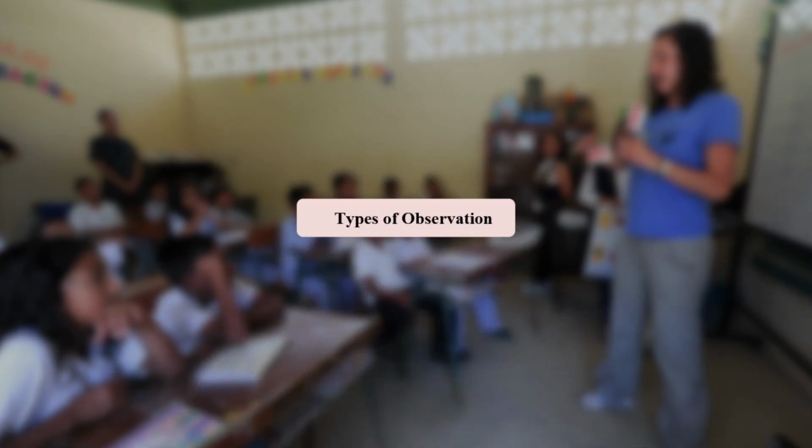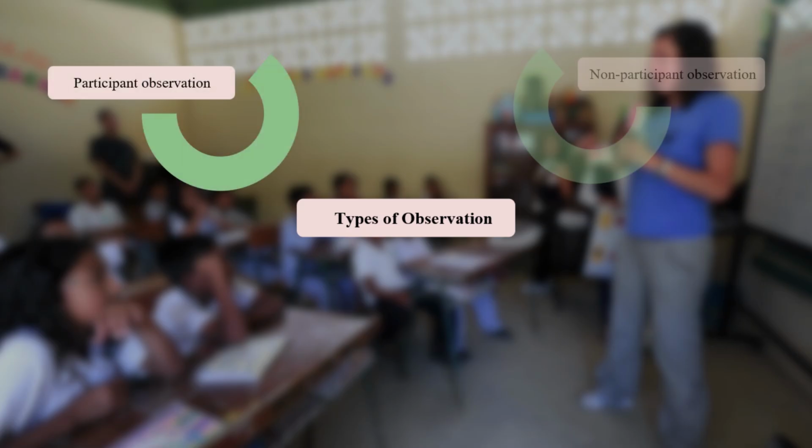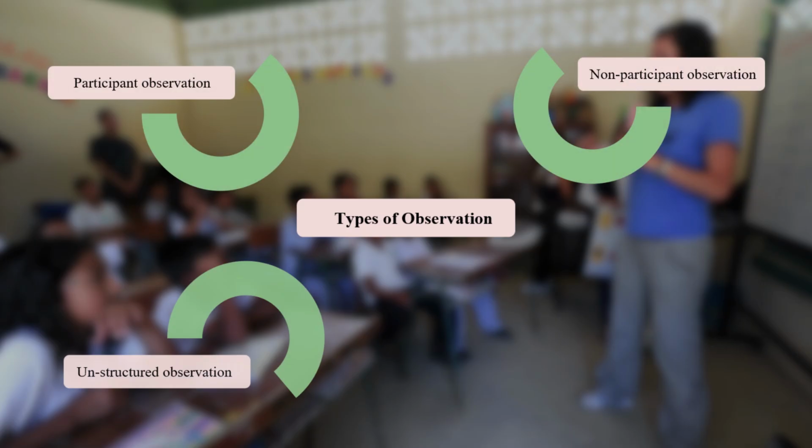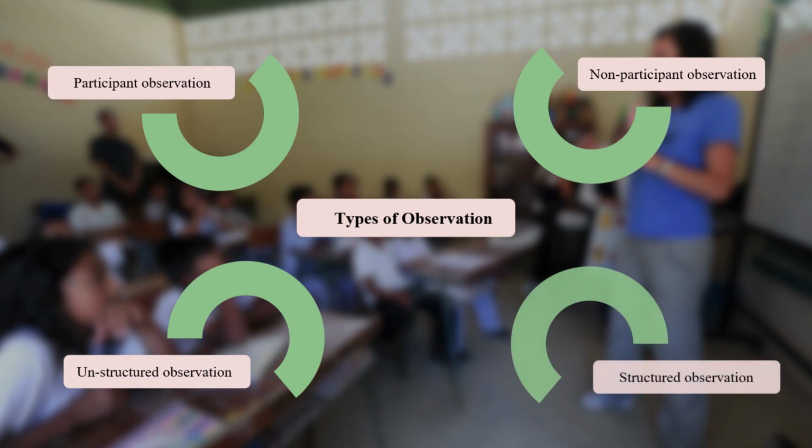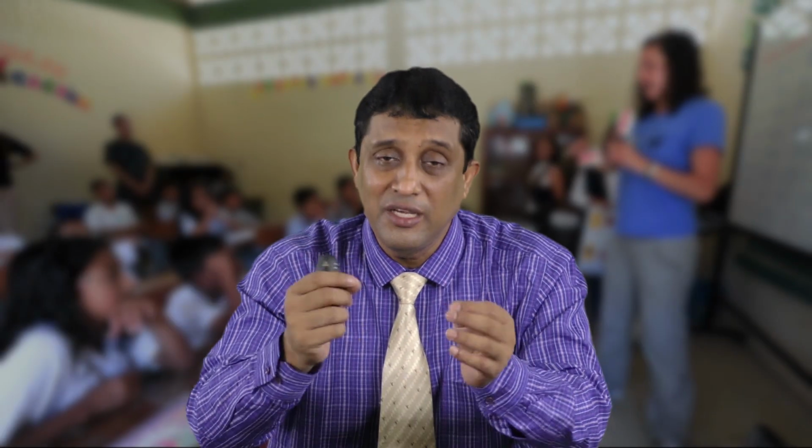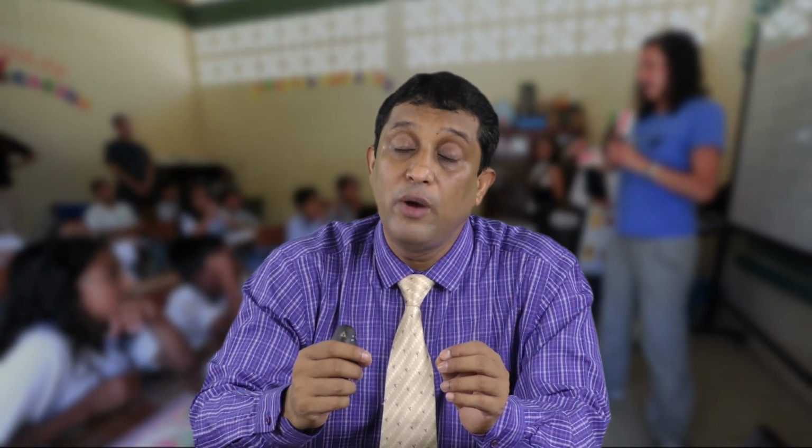So far as different types of observation are concerned, mostly we use 4 types of observation. First is the participant observation, then non-participant observation, then structured observation, then unstructured observation. Structured and unstructured observation are, you can say, the format of the observation. In participant observation, we can say that the observer becomes a part of the process of observation.